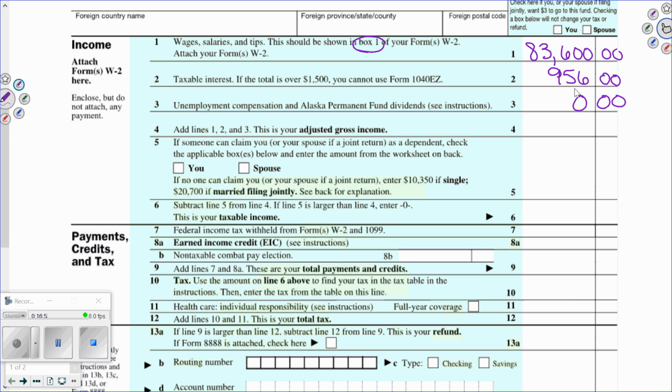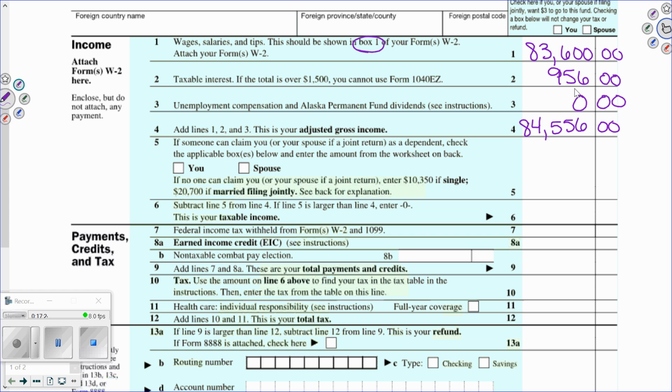All right, line 4. Add lines 1, 2, and 3. This is your adjusted gross income. I think we can do that, right? Go ahead and add lines 1, 2, and 3. So you should get 84,556. Again, they try to make these forms dummy proof. They try so that it's easier to fill them out, but still sometimes they get a little tricky.